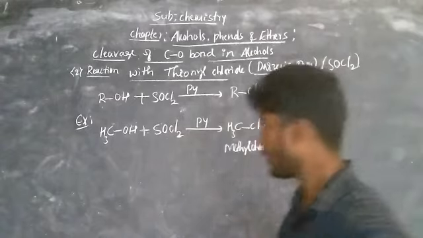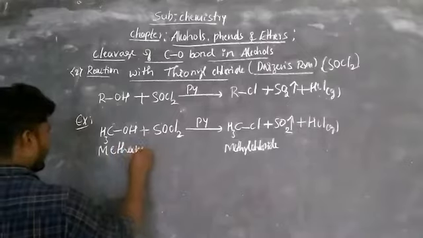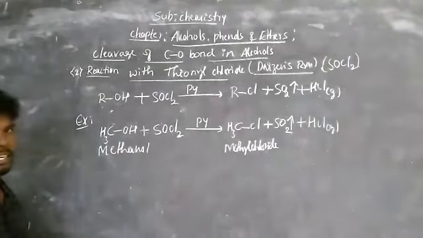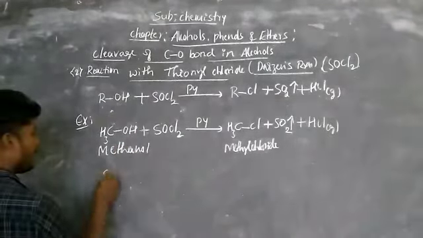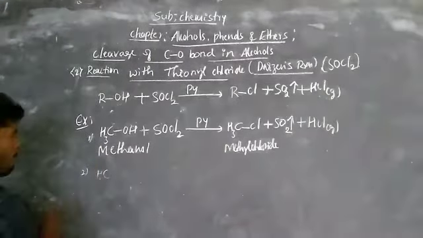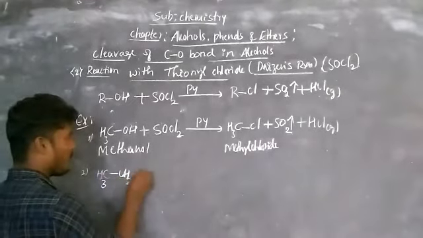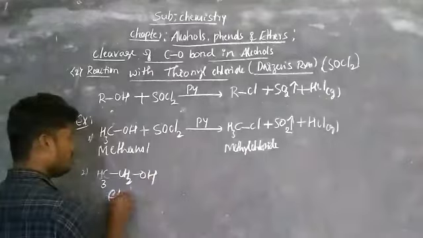Methyl chloride, that is obtained from methanol. This is alcohol and alkyl. So similarly, example, take one more. This is example 1 and 2. Example: take ethanol, CH3CH2-OH, ethanol.